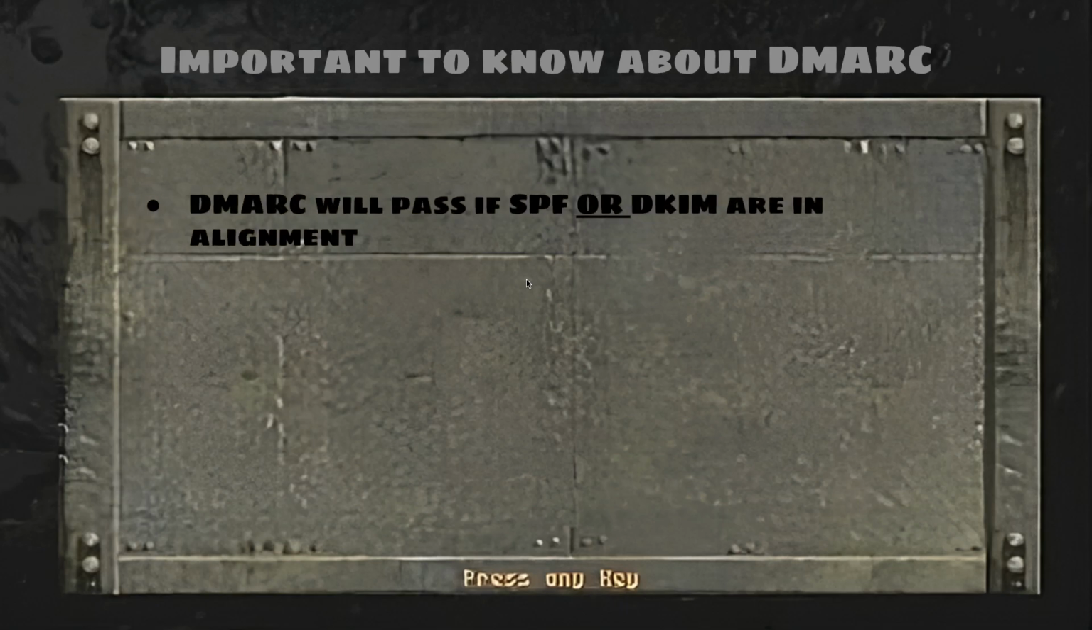So these are some important facts to know about DMARC. These are important concepts. DMARC will pass if SPF or DKIM passes. It's an either or. If SPF passes and DKIM fails, DMARC will pass. If DKIM passes but SPF fails, DMARC will still pass. So this goes back to your point earlier: one of them has to pass for DMARC to pass, not both.